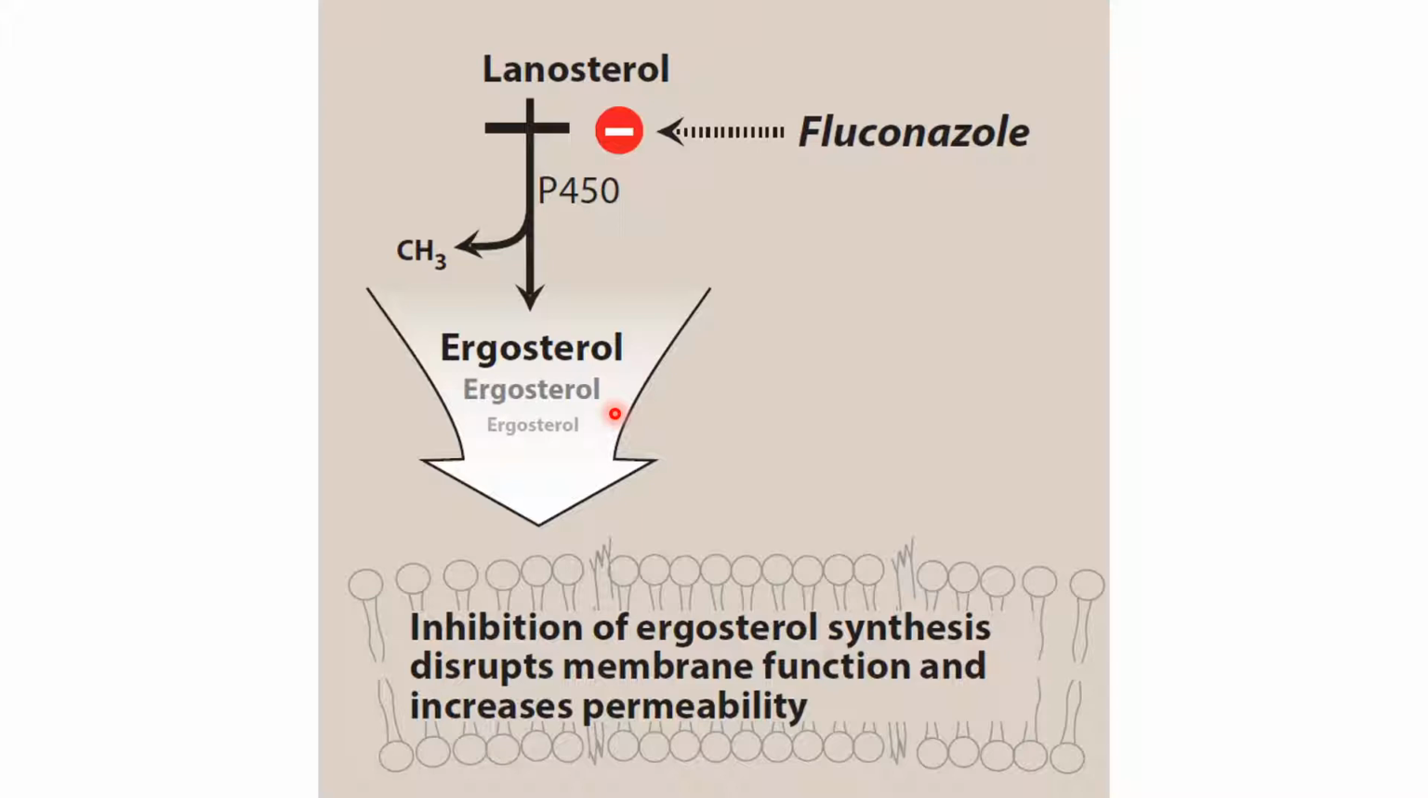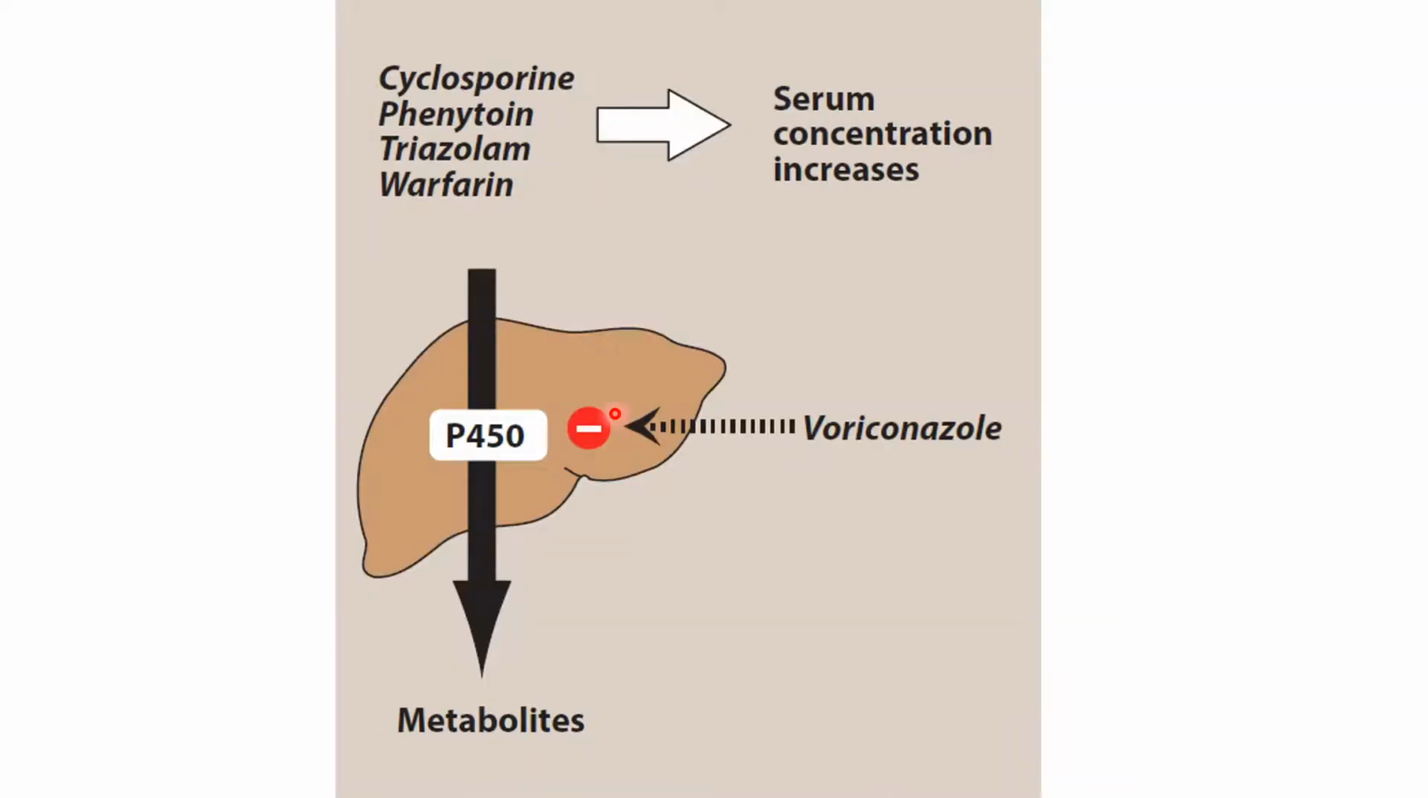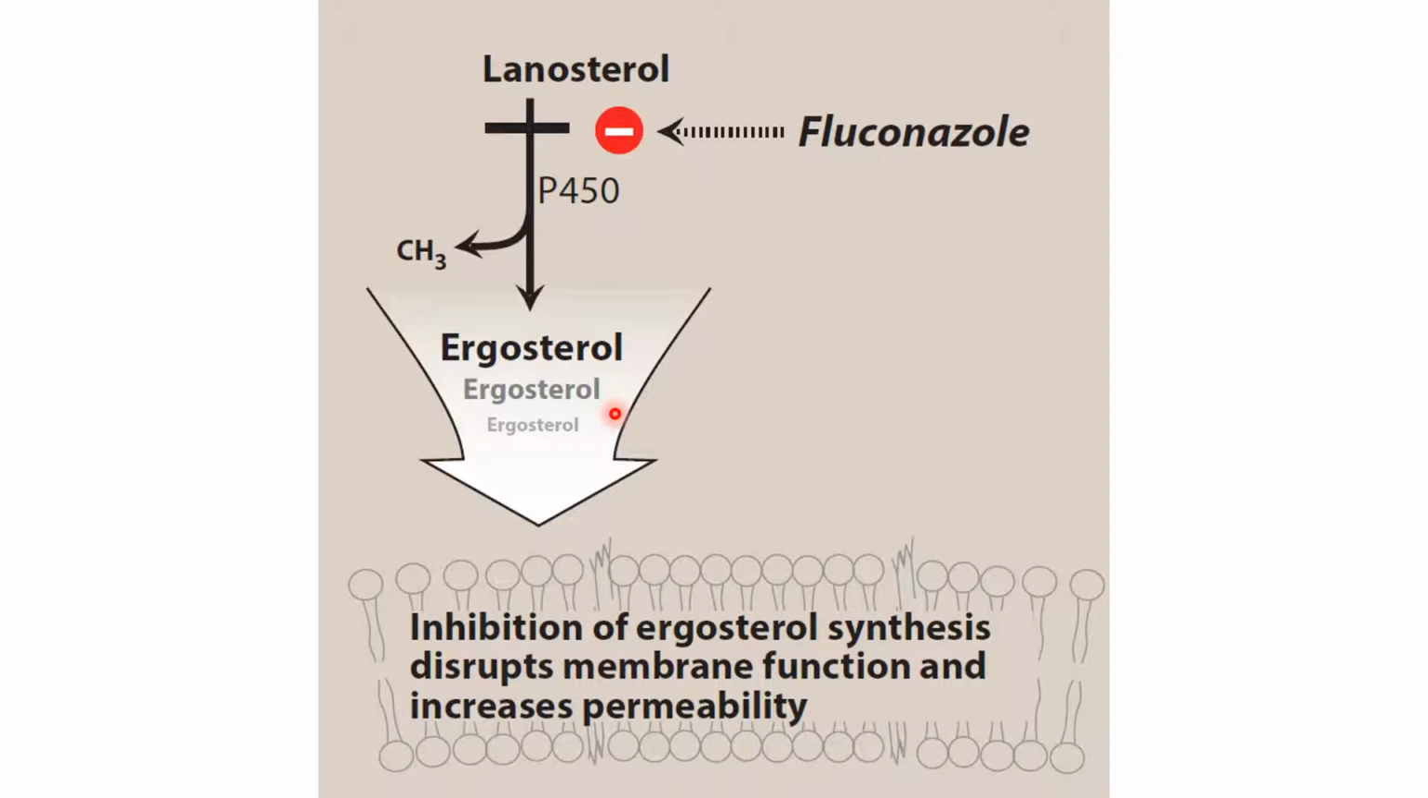So azole antifungals are divided into two classes, imidazoles and triazoles. Fluconazole is a triazole. Triazoles are more effective. The mechanism of action is the same, and the spectrum of activity is the same, but the difference is in the pharmacokinetics. Imidazoles are usually given topically, and triazoles are given systemically and topically.